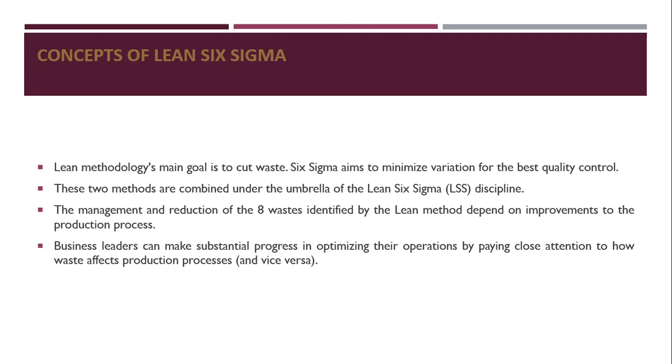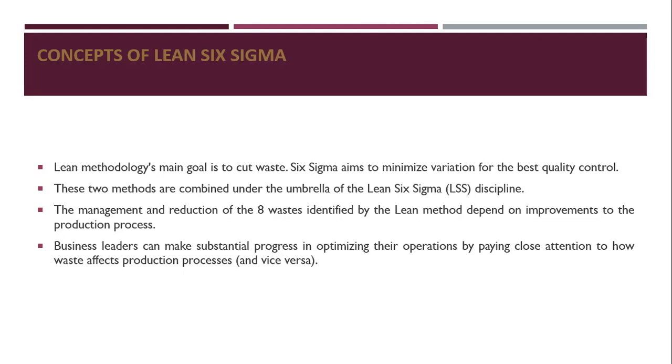But what is Six Sigma? Six Sigma tries to control the variation due to the defects occurring in the process operation. So it is a quality control strategy. These two methods are combined together, and thereby it has become the so-called term Lean Six Sigma.